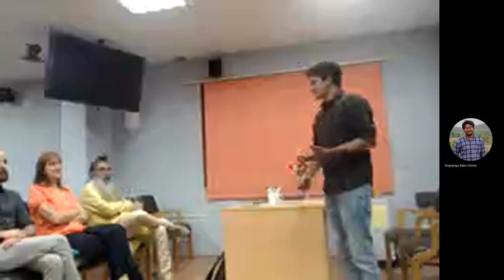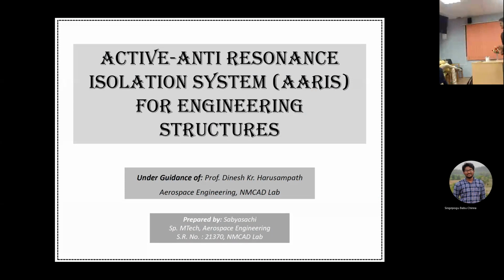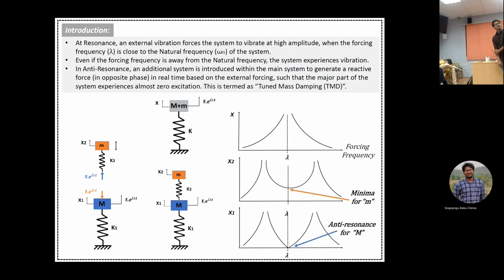The problem definition, and less about how I'm going to approach it. It's an active anti-resonance isolation system for engineering structures. So in this slide, I'll go from resonance to anti-resonance.